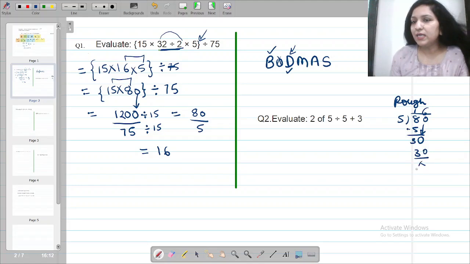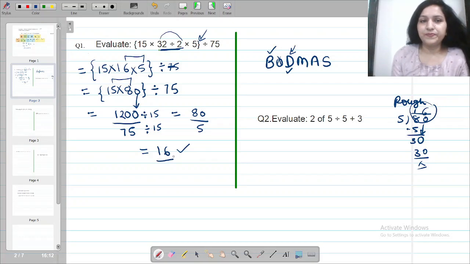Are you getting 30? This is correct. Answer is 16. So I have written 16 here. That's your final answer. I hope this question is understood.